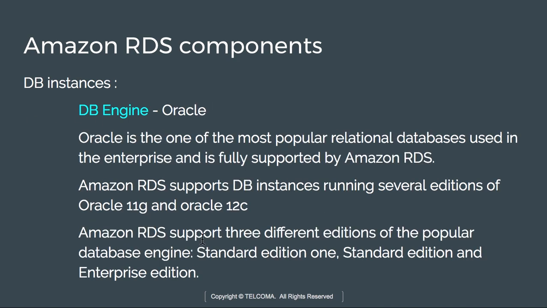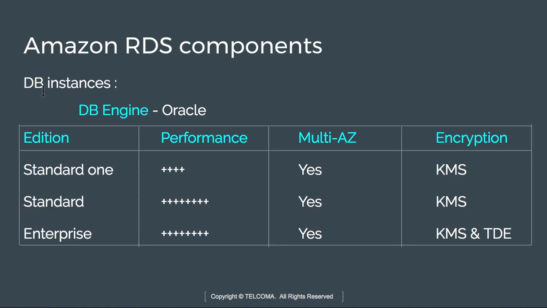Next we have Oracle. It is one of the most popular relational databases used in the enterprise and is fully supported by RDS. Oracle 11g and Oracle 12c are supported. It supports different popular editions like Standard Edition One, Standard Edition and Enterprise Edition. If we compare these, we can look at encryption and performance across Standard One, Standard and Enterprise.